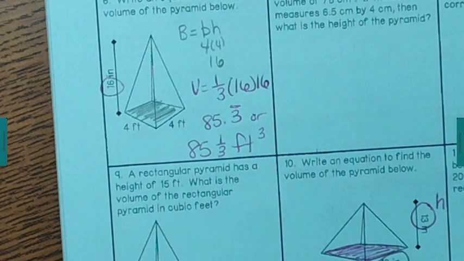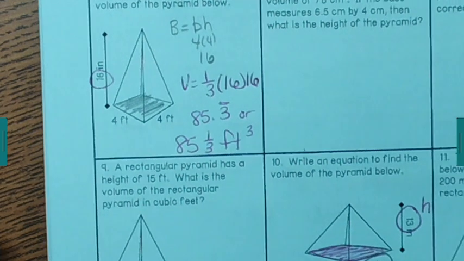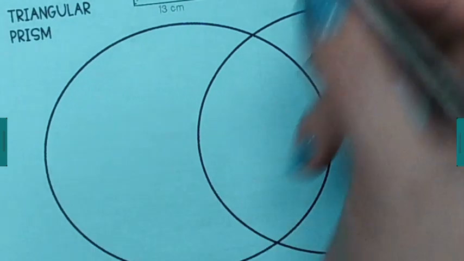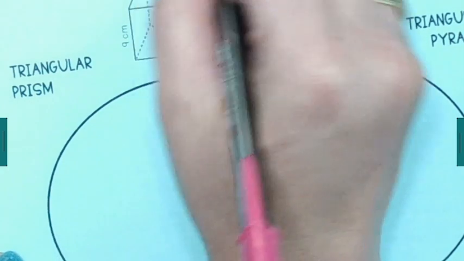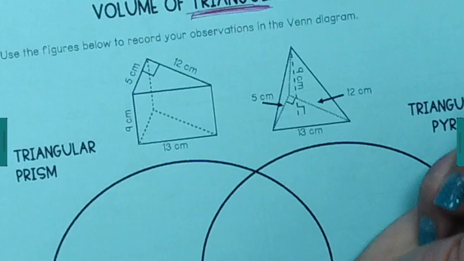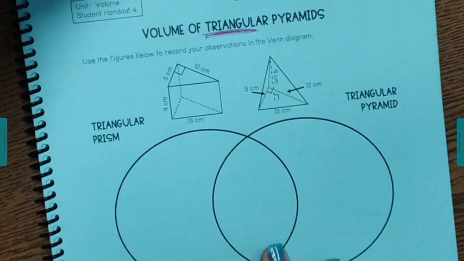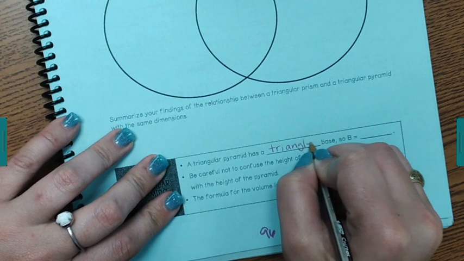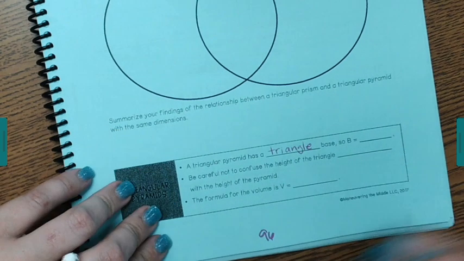All right. Flip over to the next page. We're going to do a couple of examples of pyramids now. Volume of triangular pyramids. All right. Pyramids. So we're looking at triangular pyramids. So what shape do you think our bases are going to be? They're going to be triangles. So down here, let's go ahead and fill this in. Triangles. Okay, they have a triangle base.